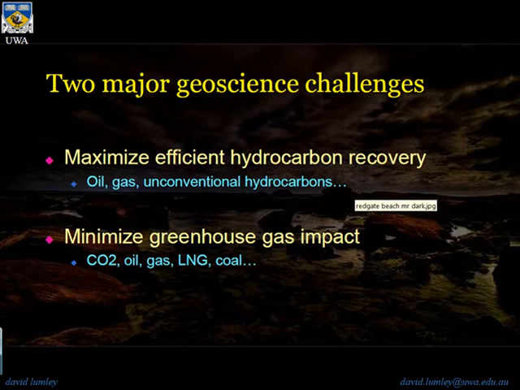The other side of the equation is, while we're maximizing recovery, we want to minimize environmental impact, particularly greenhouse gas impact, and I know that's a big topic up here as well, in terms of CO2 and environmental impact related to oil, gas, LNG, and coal-fired power plants.